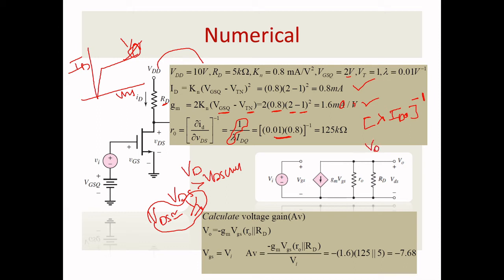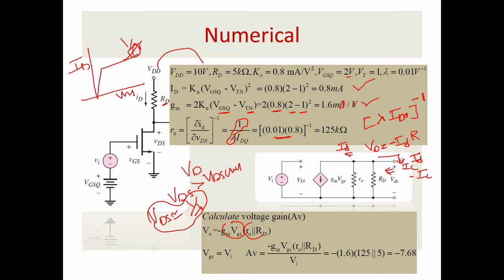Now I want to write V naught. V naught is nothing but I into R. If you see from the right side, R is nothing but R naught in parallel with capital RD. The currents ID and IL are in opposite directions. ID will come like this, and IL will go like this. To represent this opposite direction, a minus was introduced here. So what is ID? ID is gm VGS. This is the ID term and this is your resistance term. So V naught equals minus gm VGS into R naught in parallel with capital RD.